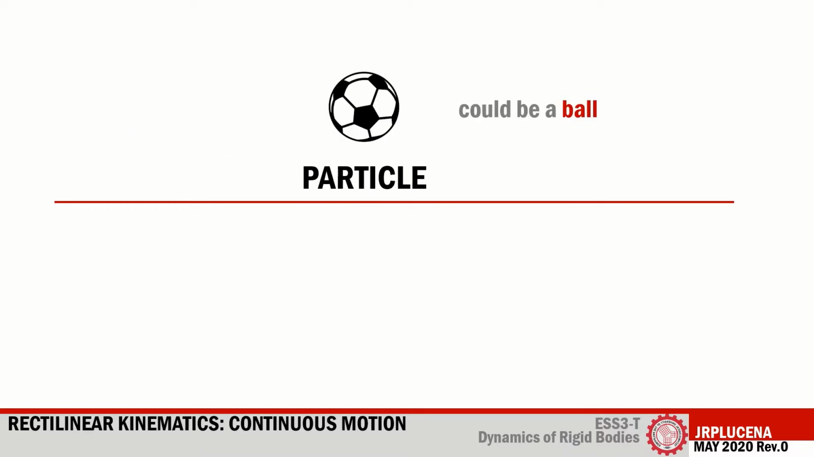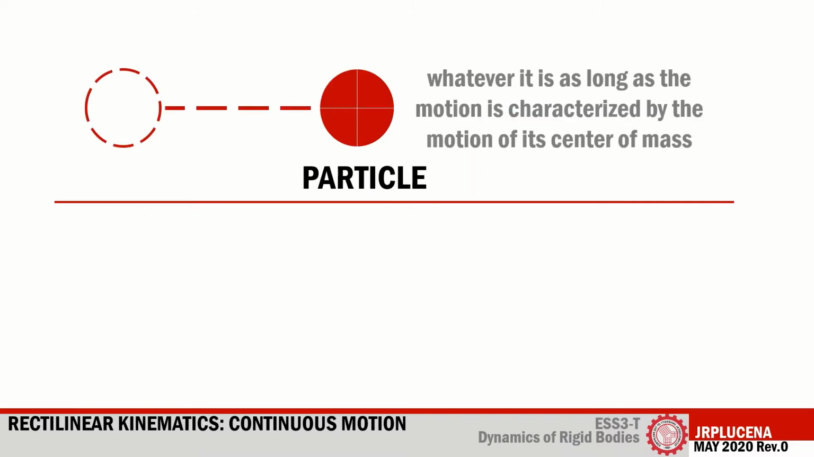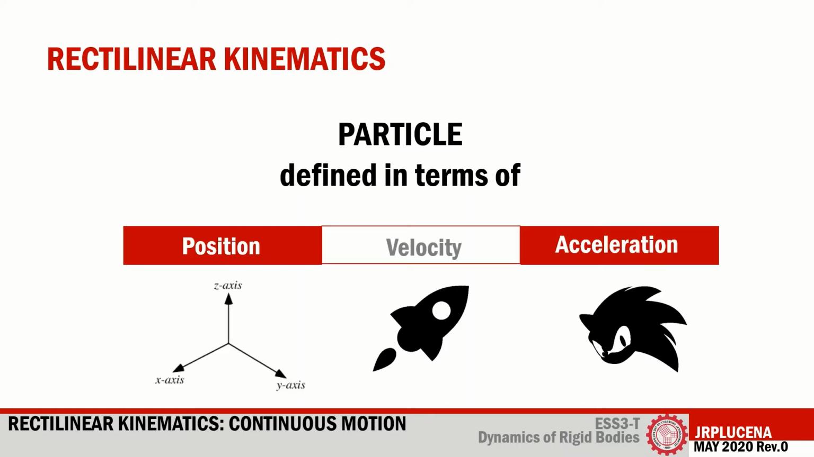So it could be a ball, a small object like an apple, or a large object like a car. Whatever it is, as long as the motion is characterized by the motion of its center of mass, that is a particle. So in this topic, we will neglect the effect of the size, the shape, and the mass of an object. We will focus more on the movement of the particle. In this topic, rectilinear kinematics, we will define particles in terms of their position, velocity, and acceleration.